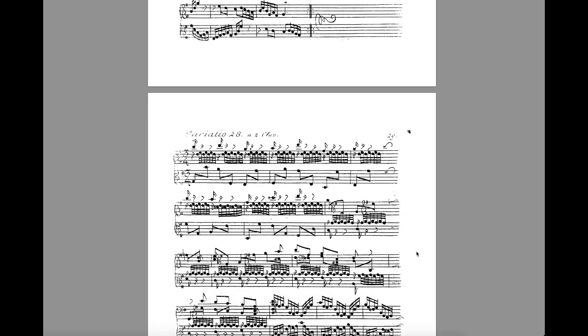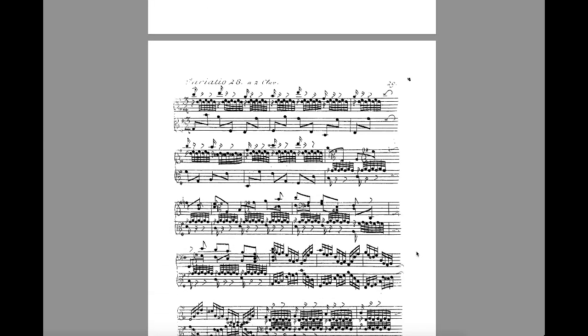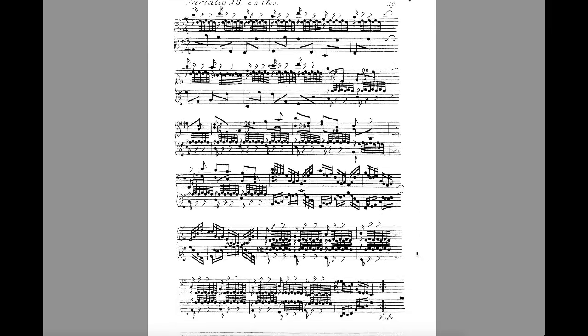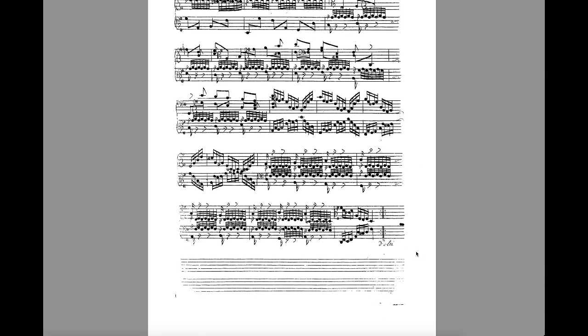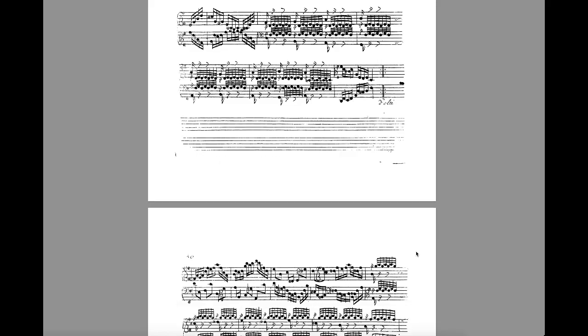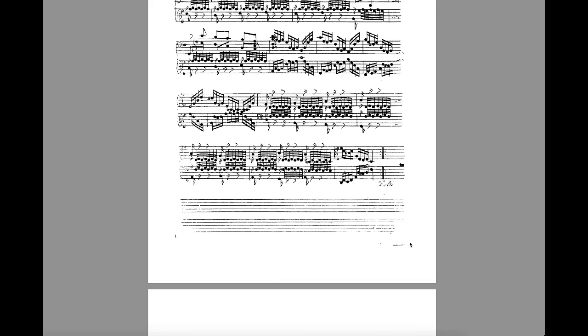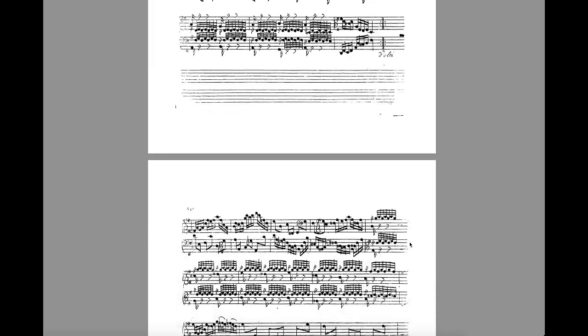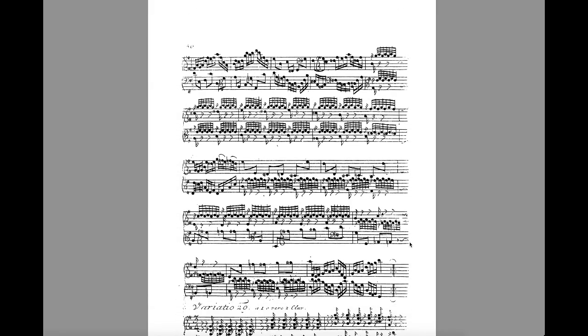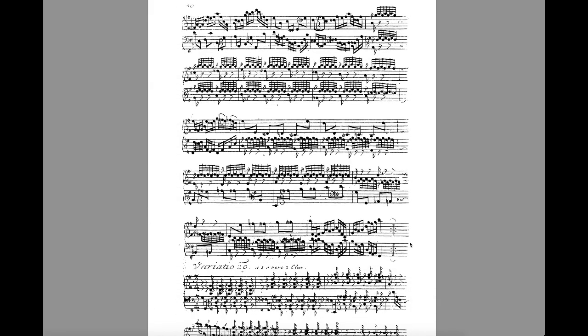Moving on to variation 28. That's the trill variation. And he says volti here. That indicates that it's not over yet. You've got to turn the page to get to the second half. And it ends here. The end of variation 28 has a fermata. It's a little faded, but it's there, definitely.